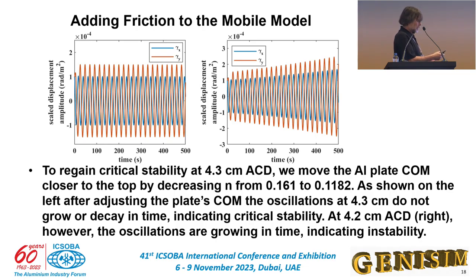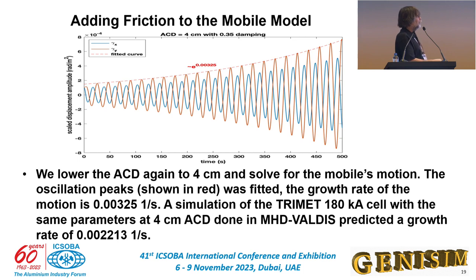And now the last thing I'm going to present. I have plenty of time, so I'm talking too fast this time. Here I'm presenting the solution for 4 centimeter ACD that was solved by MHD-Valdis for this 3-meter cell. And we obtained a growth rate of this number. And now with this pendulum, the mobile model with the friction calibration and with the center of gravity calibration, I'm getting a prediction of this growth rate, so I'm quite close.